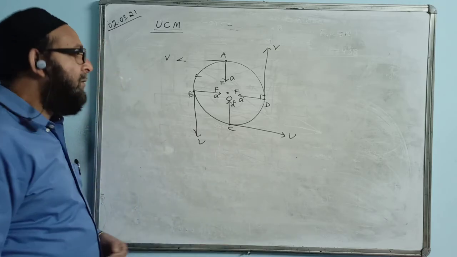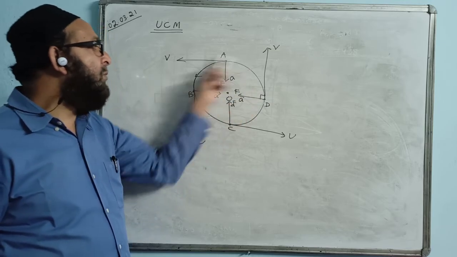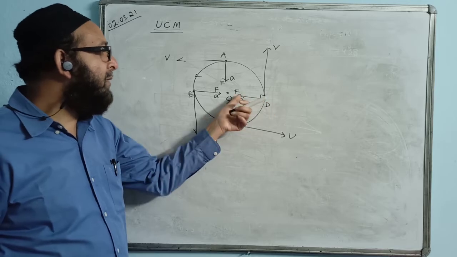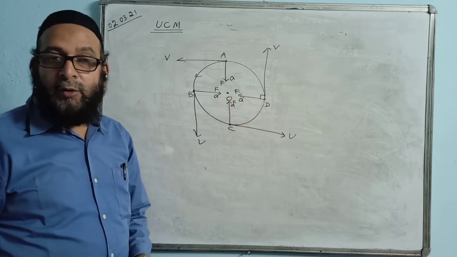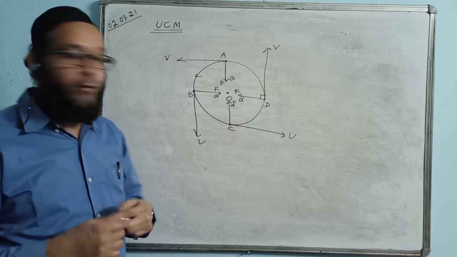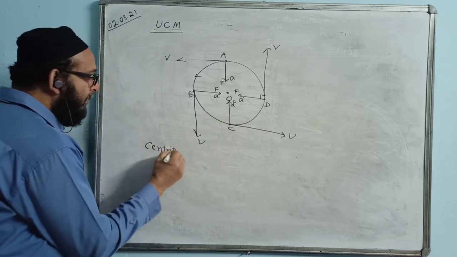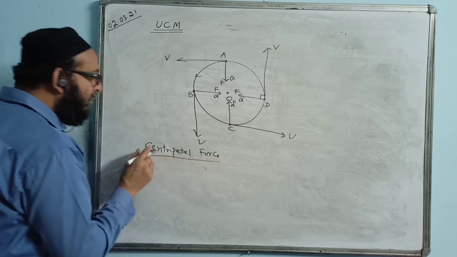Now the next topic is centripetal force. We see when a body is moving in a circular path, a force is acting on the body towards the center. Such a force, which acts on a body towards the center of the circular path, is called centripetal force.